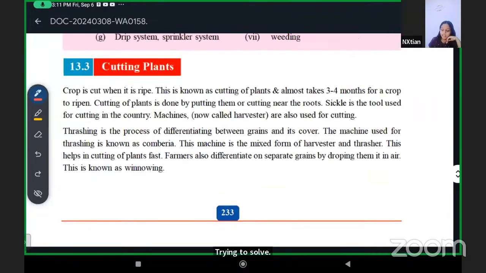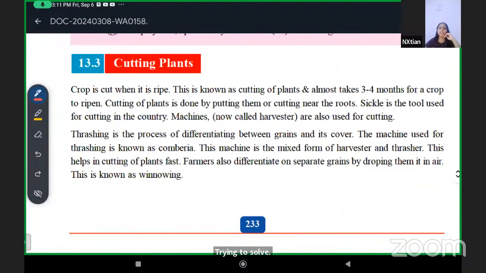Then we have cutting of the plants, or the cutting of crops. Now, a crop is cut when it is ripe. Like when it is fully ripe, when it is ready, that time we cut the crops. This is known as cutting of plants, and it takes almost 3 to 4 months for a crop to ripen. Cutting of plants is done by cutting near the roots.